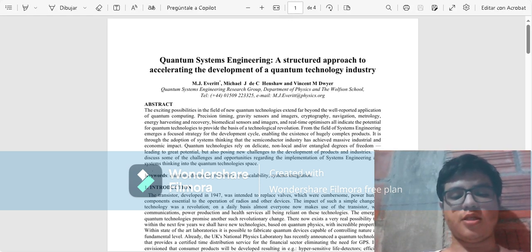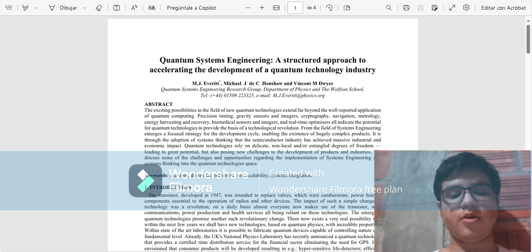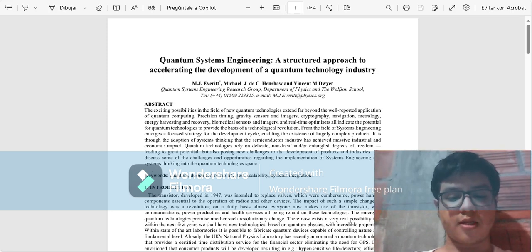Number 2. Design for reliability. Quantum states are very sensitive to noise, temperature, and external environments. We must understand how quantum devices can fail and how to protect them, especially when they interact with classical systems like power supplies and remote electronics.